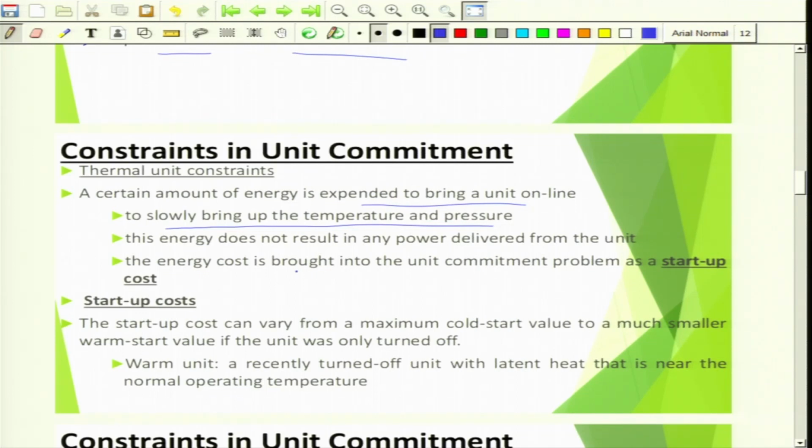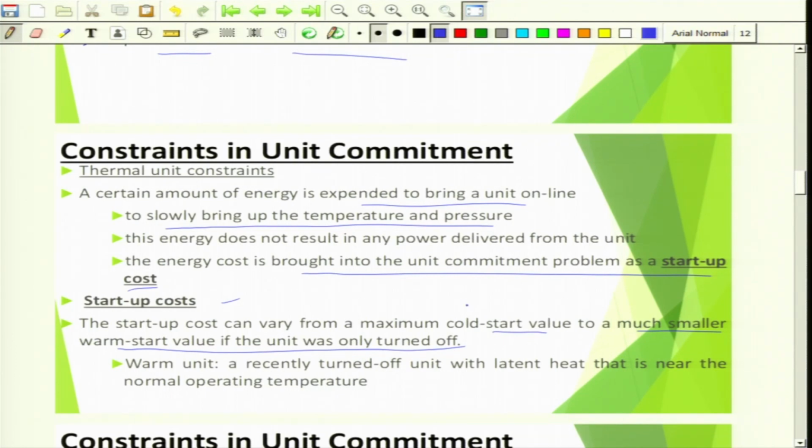And the energy cost is brought into the unit commitment problem as a startup cost, right? So total energy required to bring the system from off state to on state, and whatever cost is associated with that, is called startup cost. The startup cost can vary from a maximum cold start value to a much smaller warm start value if the unit was only just turned off.